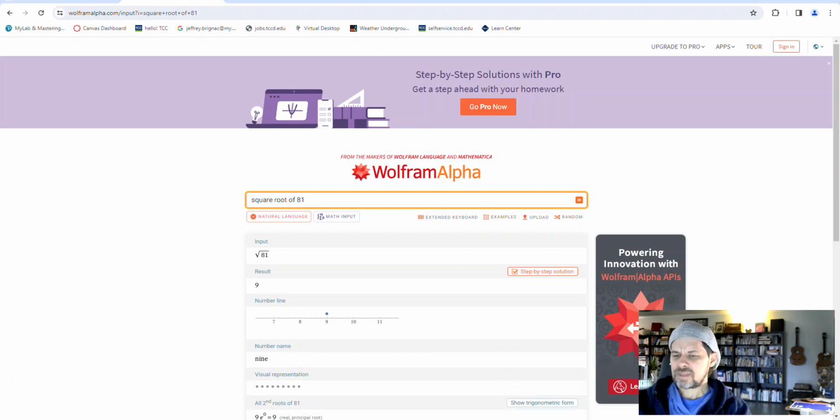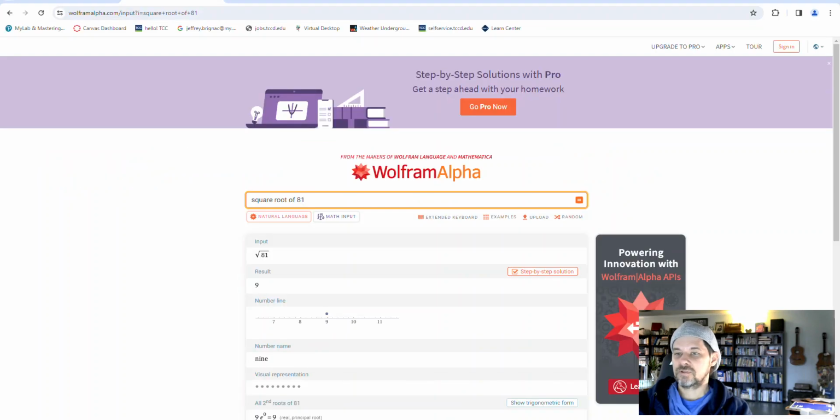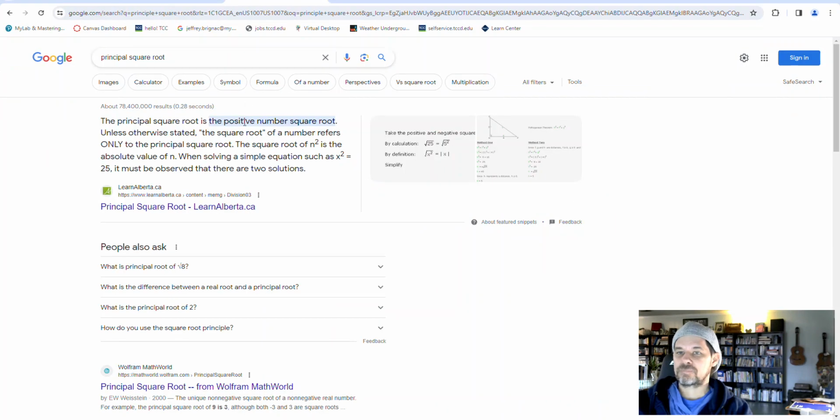Now, I know that it might be tempting to think that -9 could be right, and so I'll go into a brief discussion real quick. There's something called the principal square root of a number. And just like it says here, unless otherwise stated, the square root of a number refers only to the principal square root. The principal square root is the positive number square root.